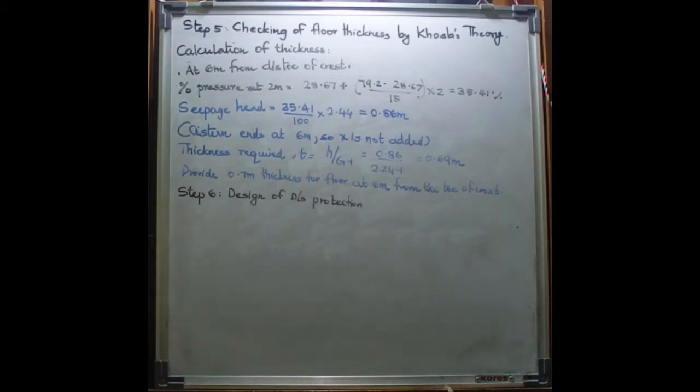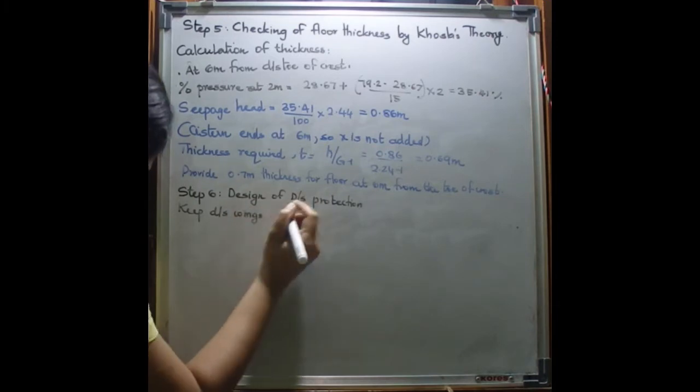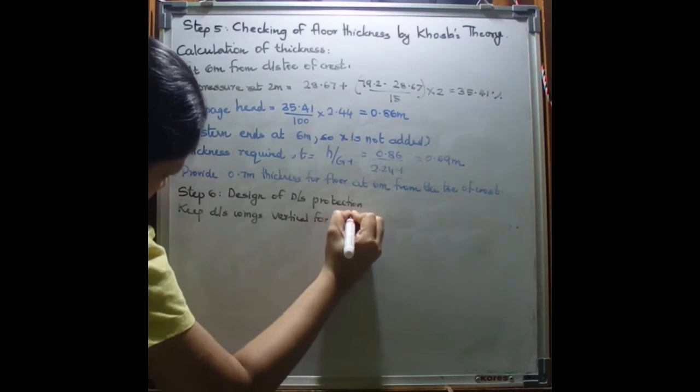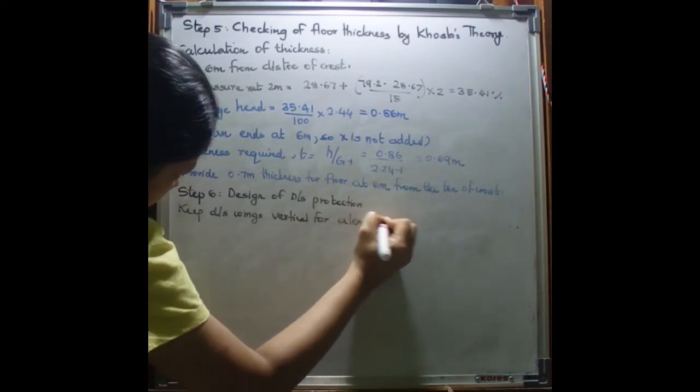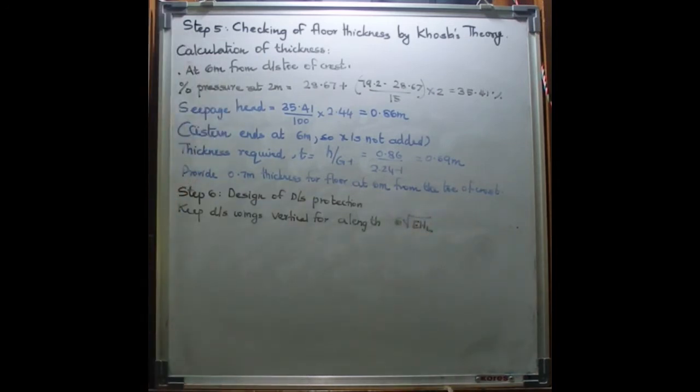The downstream wings will be kept vertical for a length of 6 root EHL. So keep downstream wings vertical for a length 6 into root of EHL.